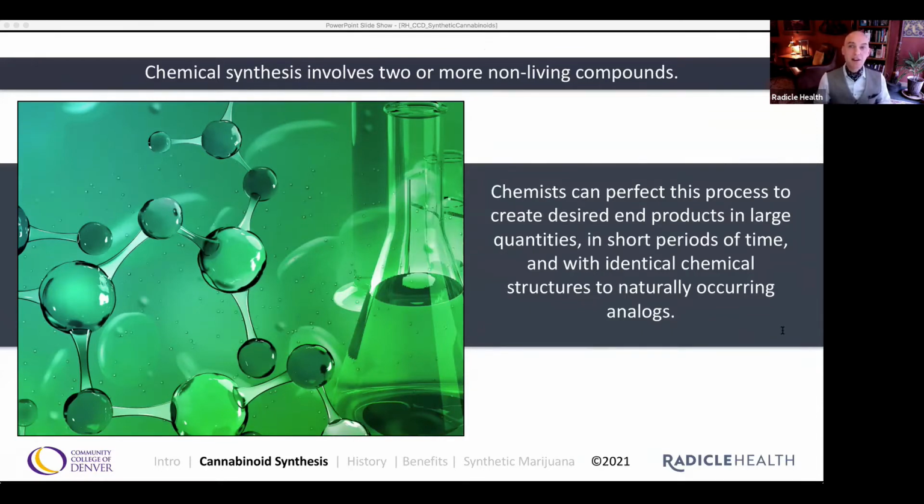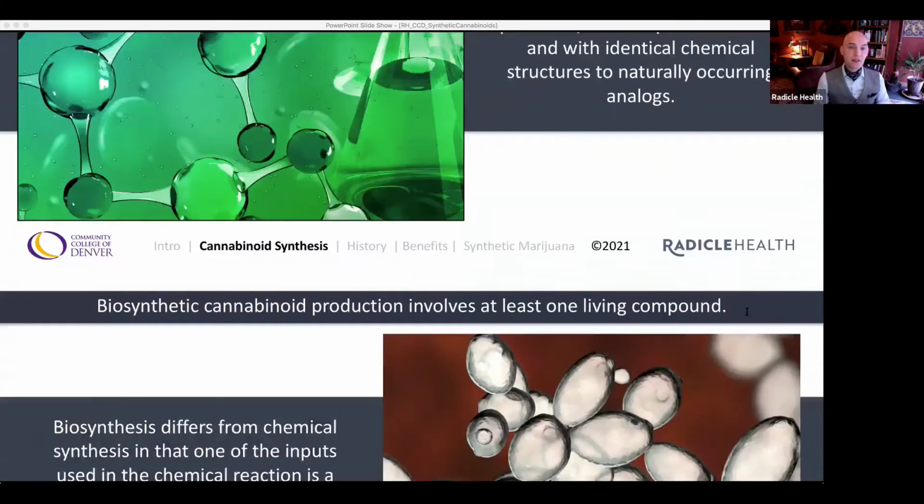So chemists can start with two or more materials. Usually they combine that material with a catalyst to accelerate the process, and they create a more complex output as a result of that reaction. And they can perfect this process to create desired end products in large quantities, in short periods of time, and with identical chemical structures to their naturally occurring analogs.